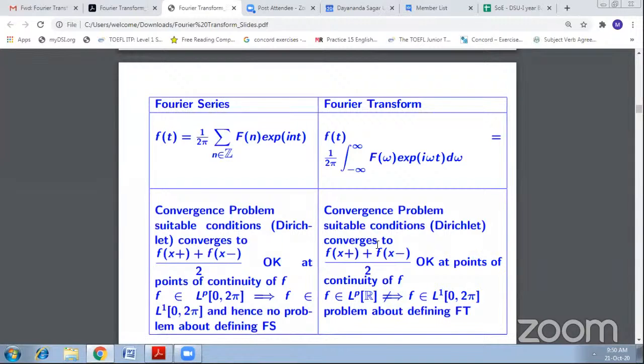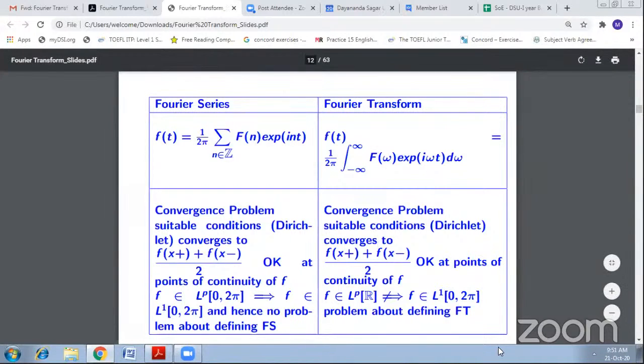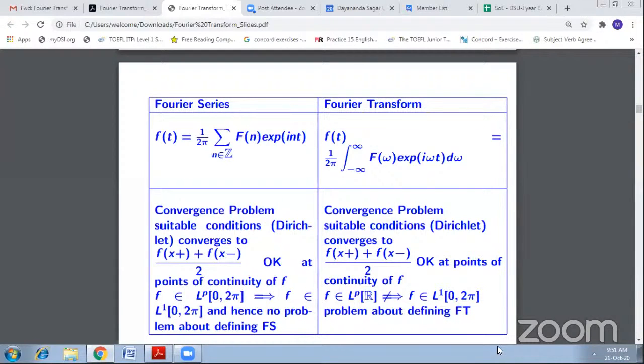Then it came to Dirichlet, and Dirichlet gave the right conditions and said that if these conditions are satisfied, this series will converge to the average of the right and the left limits. And since at a point where the function is continuous, the right and left limits are the same, it will converge to the function. So when the function satisfies the Dirichlet conditions, there is absolutely no problem about convergence. And the same situation holds even in the Fourier transform case. The representative data is the Fourier transform, and this is the reconstruction process, the inverse Fourier transform. Convergence, again, Dirichlet conditions, same type of convergence.